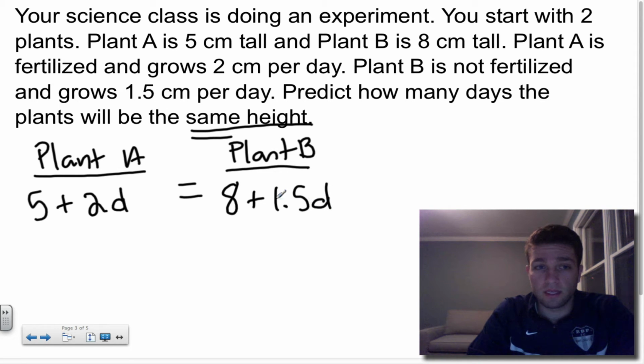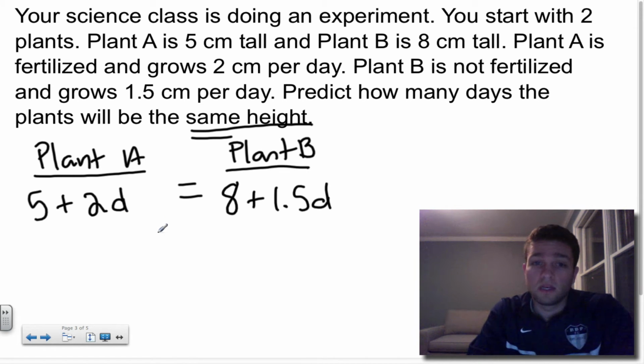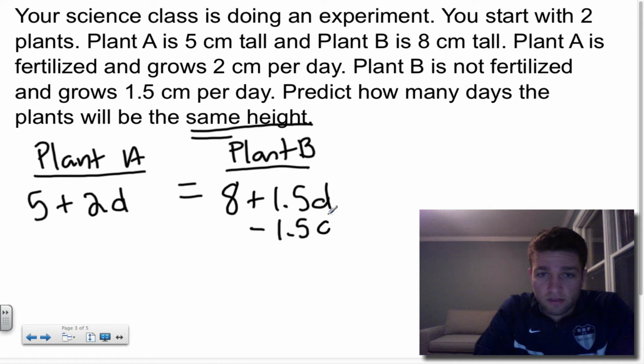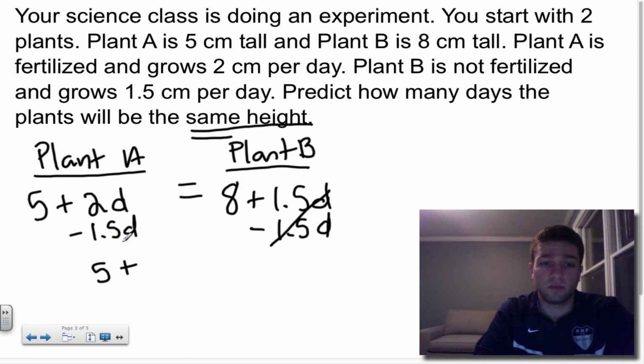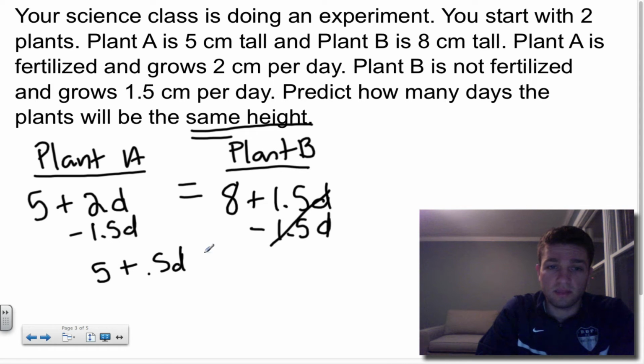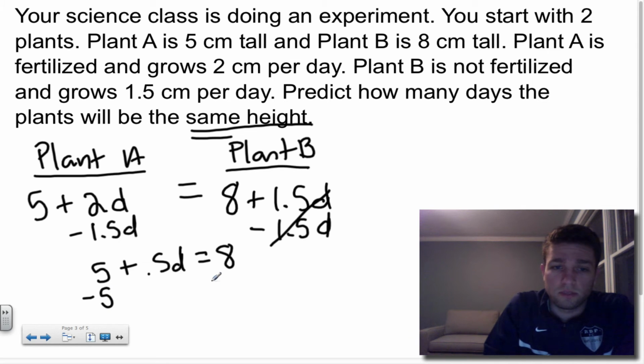Now I've got an equation, and it's got a variable on one side and the other side, so I need to get all the terms on one side of the equation, and then I can just solve it easily. I'm going to move 1.5 D away from this side, and I'm going to put it over here. So that's going to leave me with 5 plus, and then 2 minus 1.5 is 1/2 D equals, and then there's 8 on this side of the equation, and the rest of this you should have no trouble with, considering how many we have been doing over the last couple days.